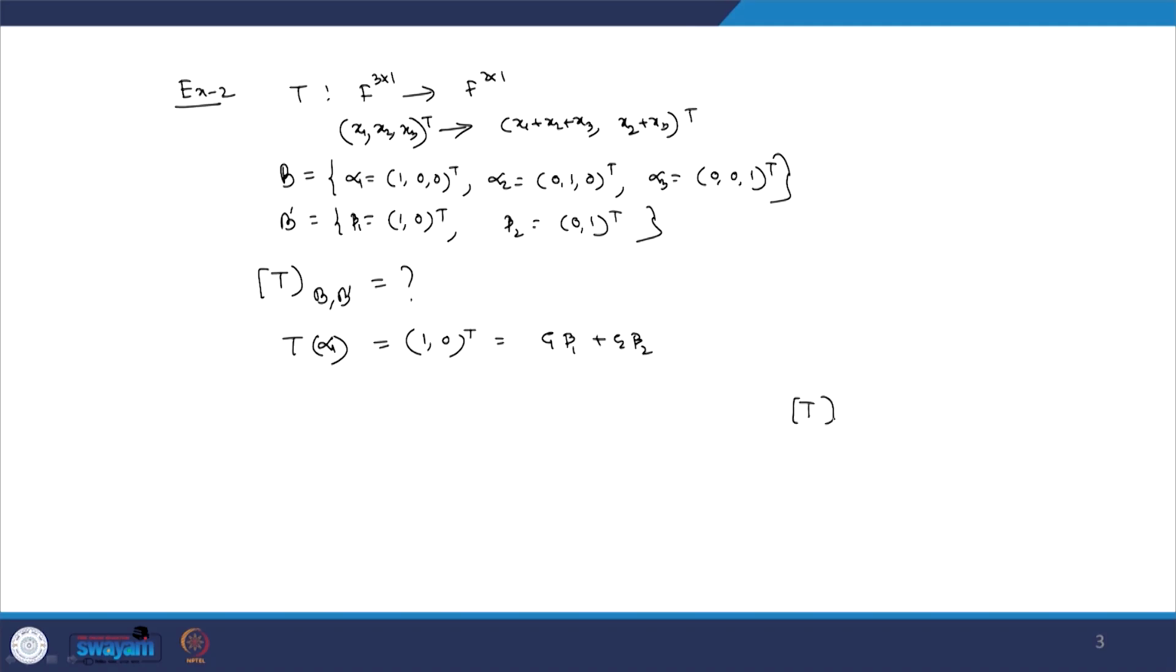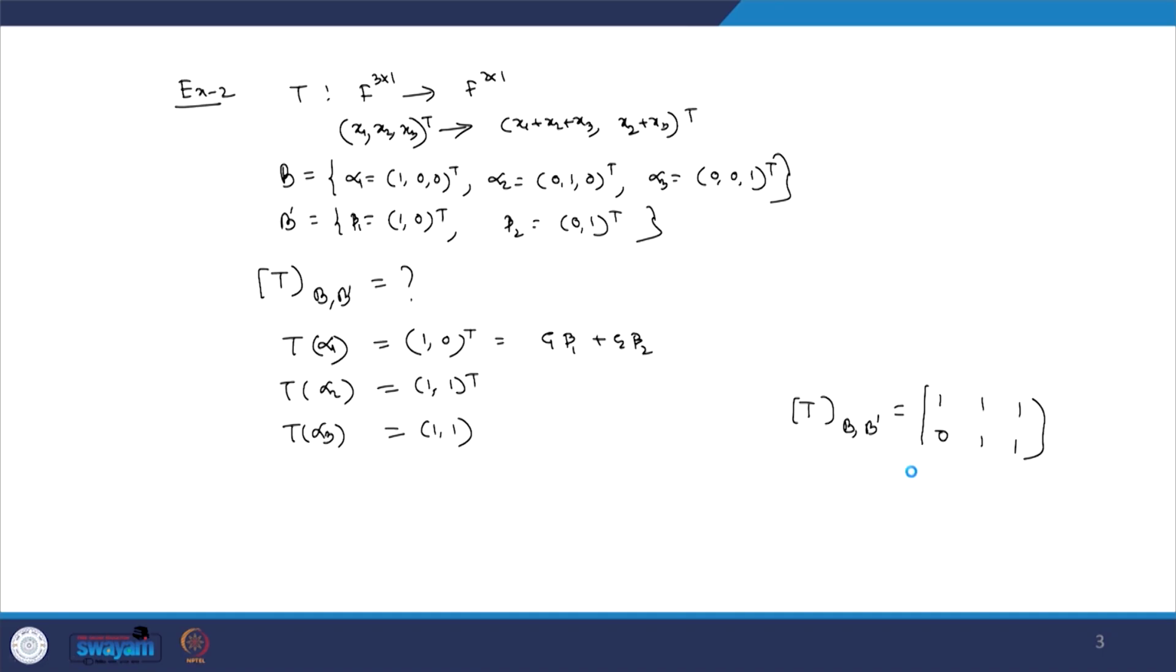Let the matrix representation of T with respect to B and B prime be this B matrix. So it will again be a 2 cross 3 matrix. I will have (1, 0) as the first column, and T of alpha 2 will be (1, 1) transpose, and again I will have the second column as (1, 1). And T of alpha 3 is again (1, 1). So this will be again (1, 1).